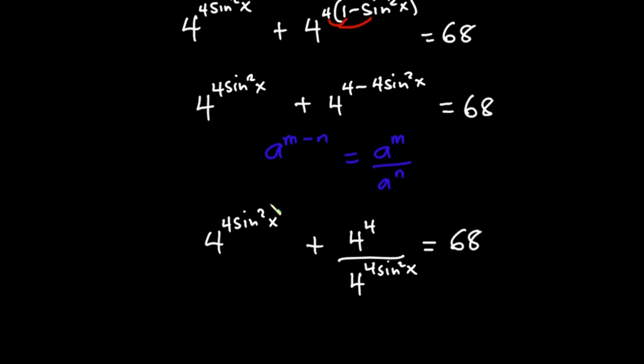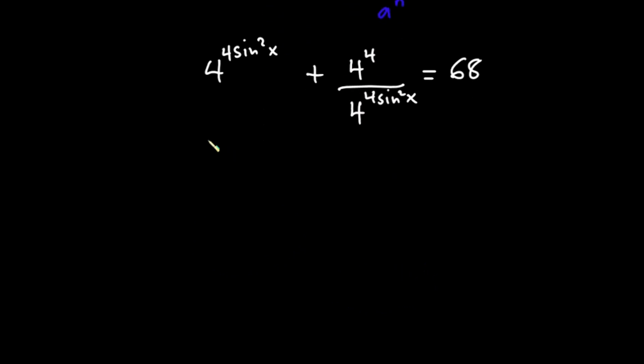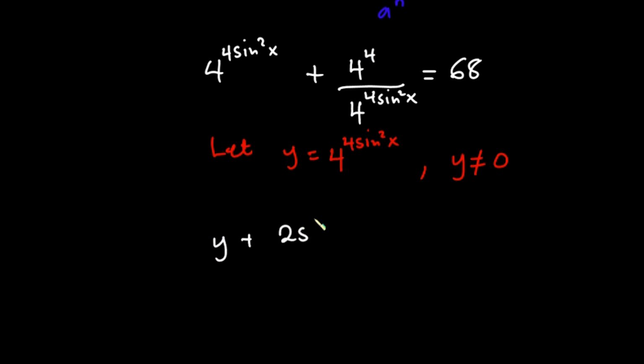And now we see that this 4 to the power 4 sine squared x is the same as what is here. So from here, we're going to let y equal to 4 to the power 4 sine squared x, where y is never equal to 0 because of this part, right? So the equation now becomes y plus 4 to the power 4, which is 256, divided by y is equal to 68. Now let's get rid of this fraction by multiplying through by y.